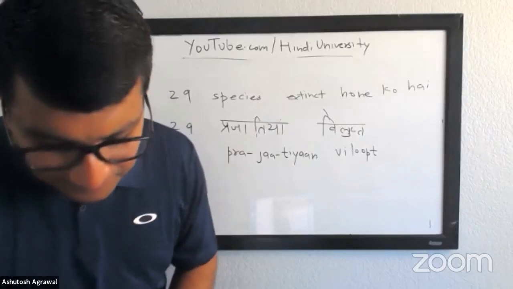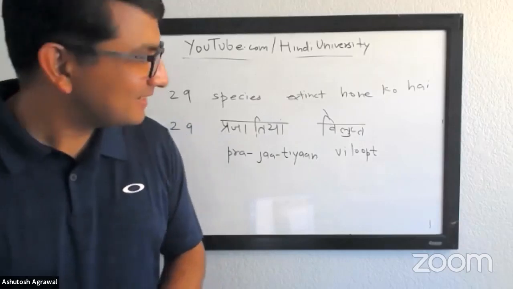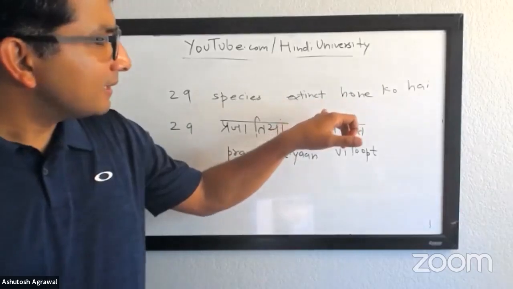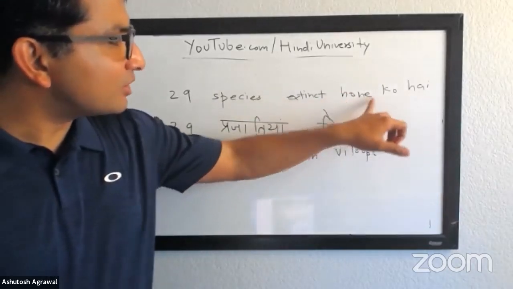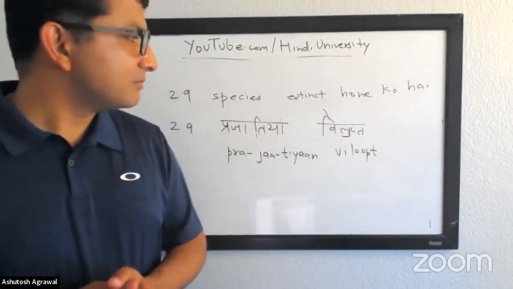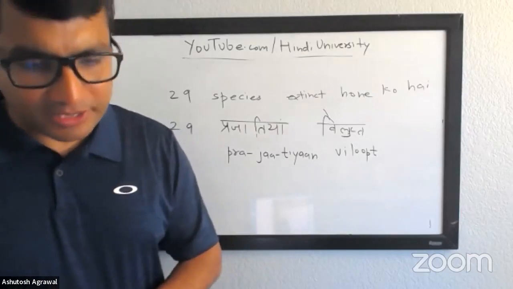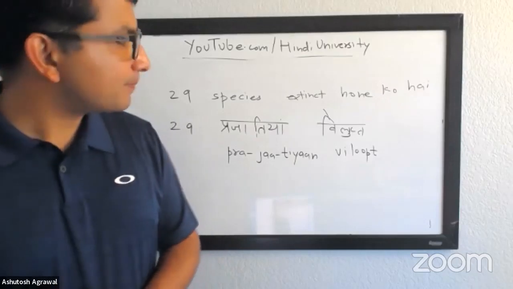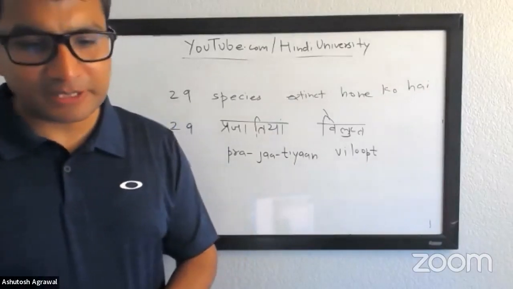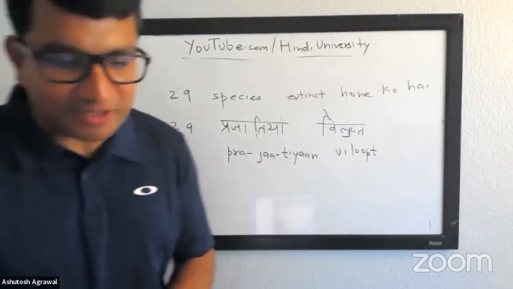Any questions? Vilupt is a noun. Extinct hona, so it's used as a verb because it's used with hona. Besides, lots of protected animals, some animals extinct हो रहे हैं, right? Yes, it's a conjunct verb like kam karna, conjunct verb like काम करना. That is correct. Anyone else? Any questions? Class खत्म होने को है.